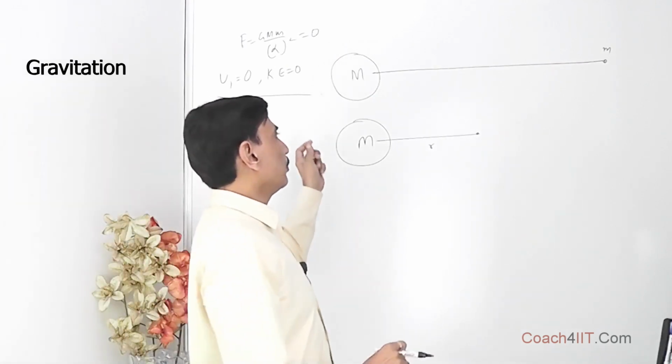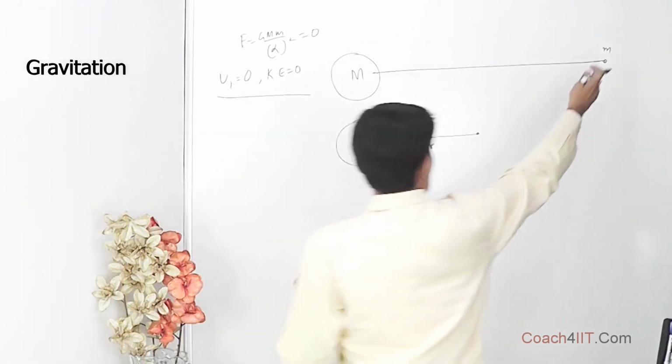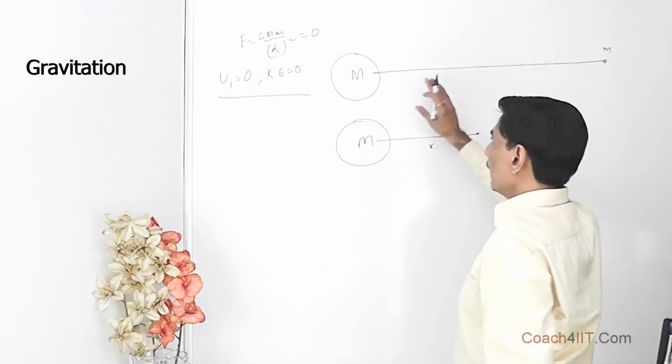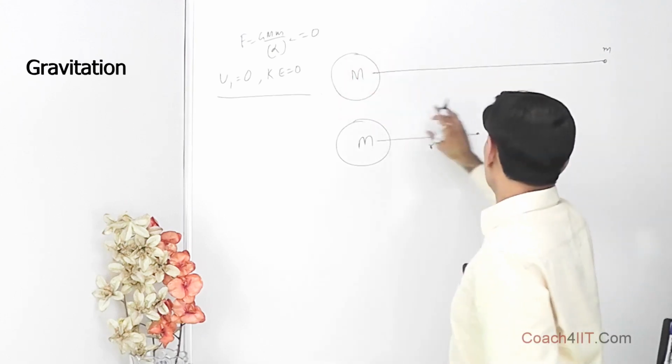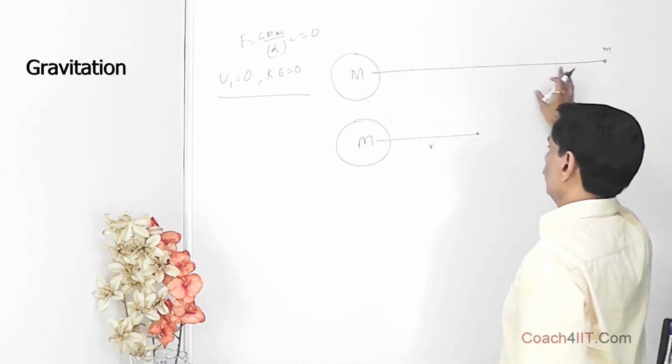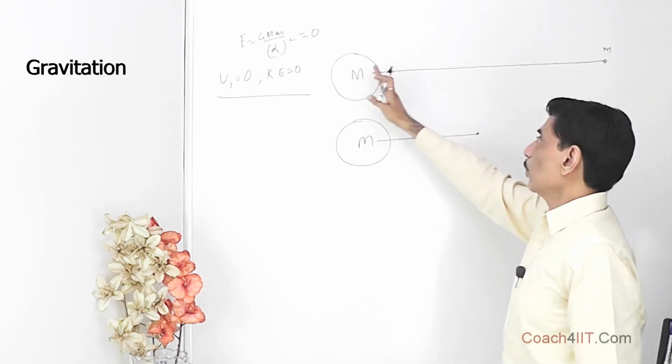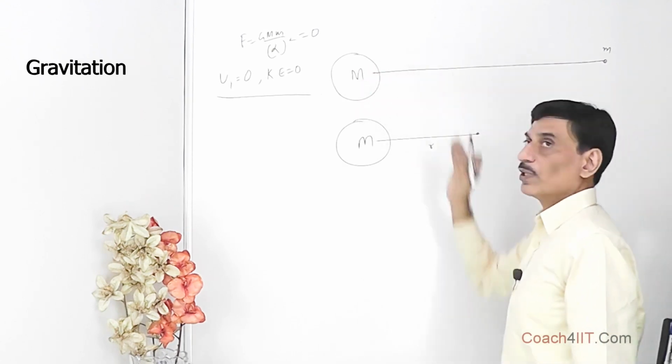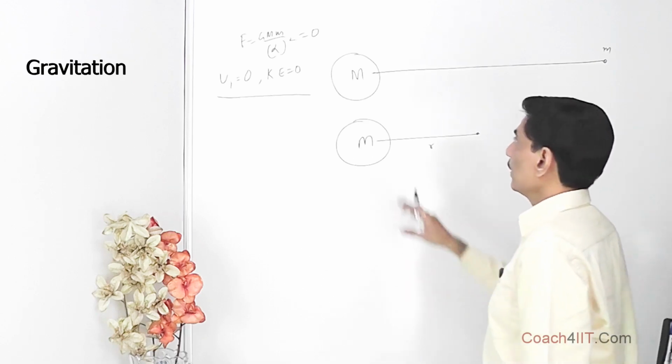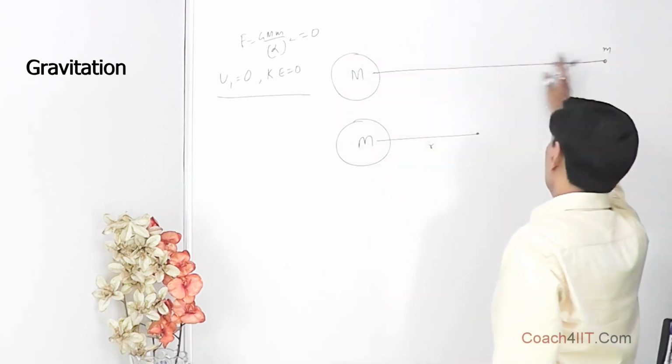Otherwise, if we release both the bodies in space, this will move this way and this will also move this way. So right now we are not considering its motion, though if released in space, these two bodies will start moving towards each other and the center of mass will remain stationary. But right now we take this body as stationary and this only as moving this way.